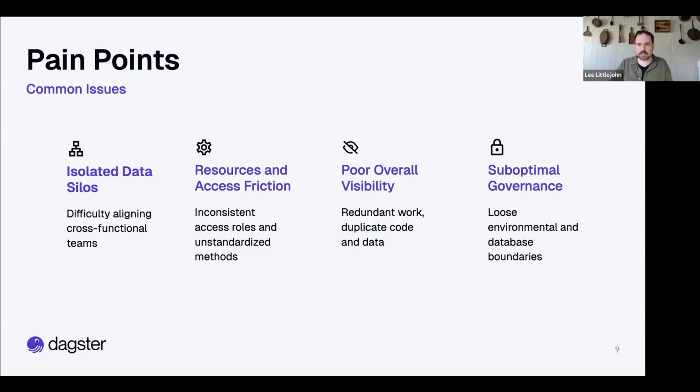We also had friction around resource utilization and access. People had inconsistent roles and permissions, inconsistent access patterns. As always with silos, visibility is an issue, right? We had redundant work happening with duplicate code and data sets because teams simply didn't know what already existed. And governance, let's just say that our environmental and database boundaries were flexible, and they really shouldn't be. So I don't need to go on and on because I'm sure this is painfully familiar to many of you, but it's important to acknowledge where we were to appreciate how far we've really come.